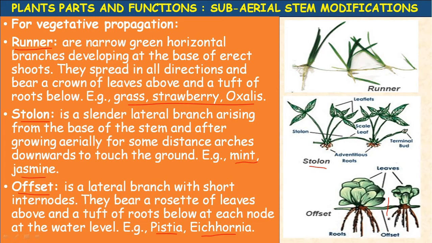Actually, all the subaerial modifications are a good example of vegetative propagation in plants. Vegetative propagation means the modifications take place in the stem to perform reproduction. Subaerial stem modifications: runners, stolon, offset. For runners, examples are grass, strawberry, oxalis. Stolon examples are mint, jasmine and Fragaria. Offset examples are Pistia, Eichhornia.